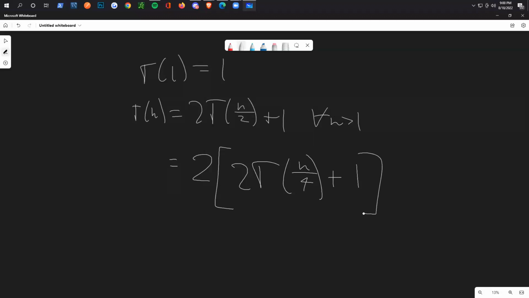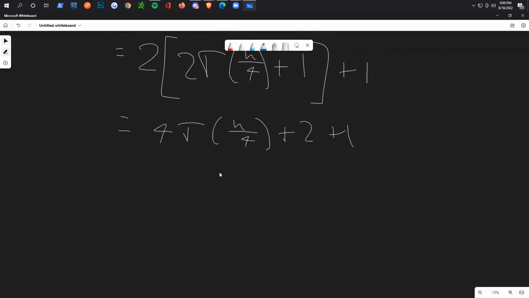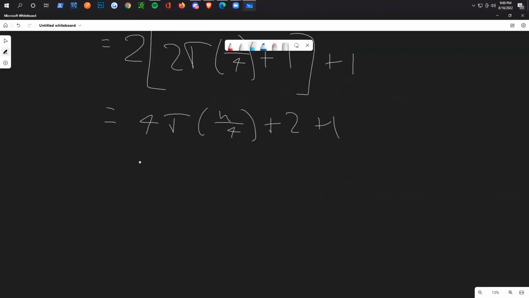Plus 1. Then we're going to end up with the summation at the end, plus 1. It's going to be equal to 4 T of n divided by 4. Let's distribute the 2, plus 1. And let's keep on going.